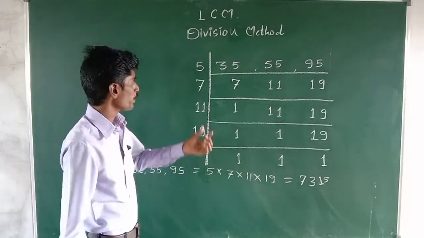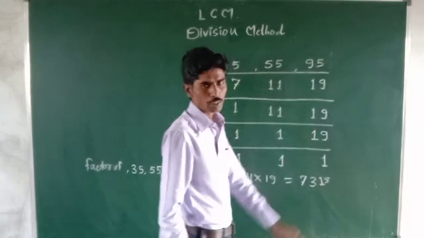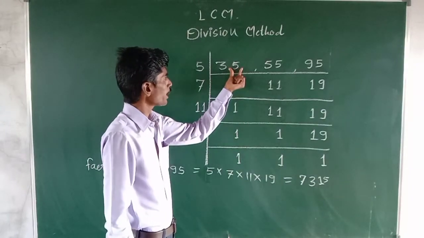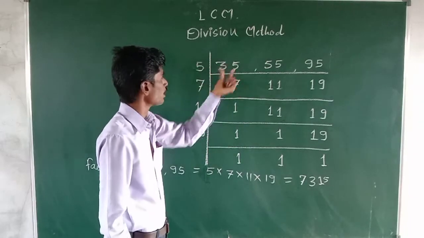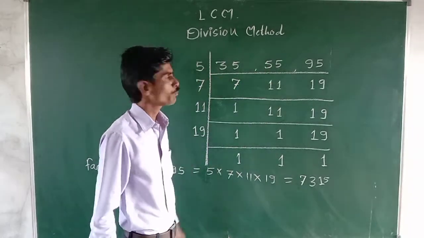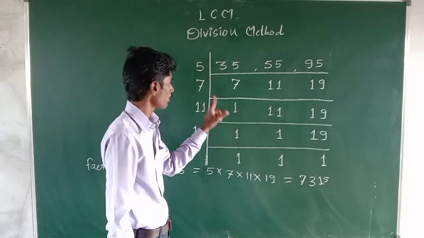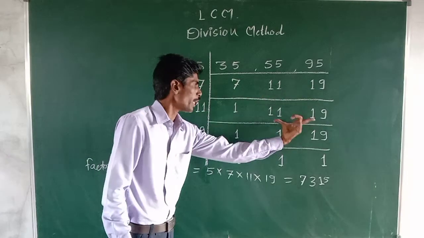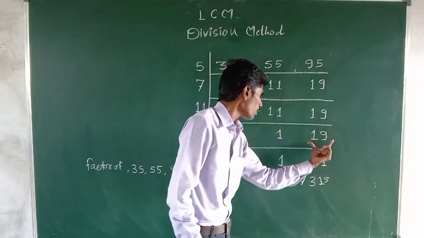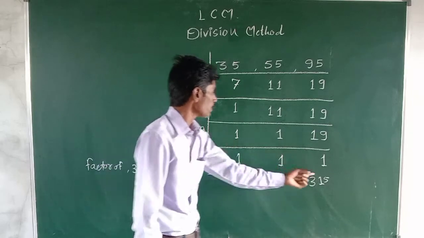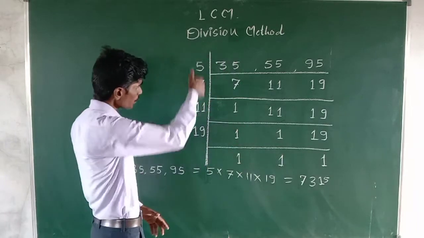Again, I will repeat it. First of all, we take the numbers 35, 55 and 95. Then I have decided that these can be divided by 5. So 5 sevens are 35, 5 elevens are 55 and 5 nineteens are 95. Now 7 ones are 7, 7 ones are 7. This 11 and 19 will come as it is. Then 11 ones are 11, 19 will come here. Then 19 ones are 19, which means all are divided by such numbers.